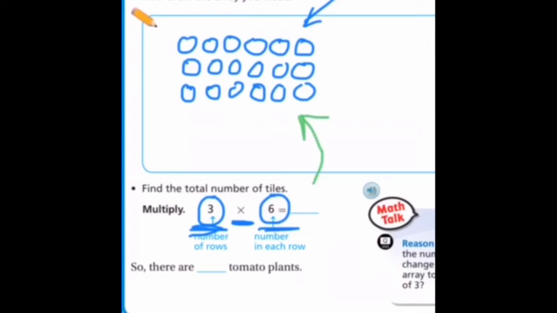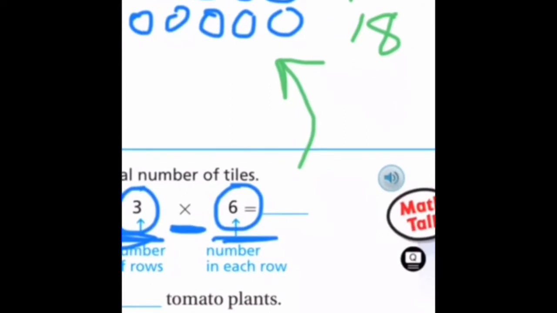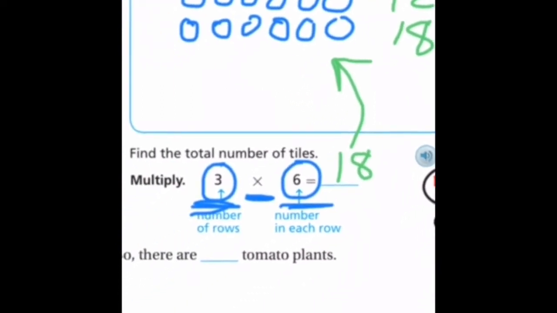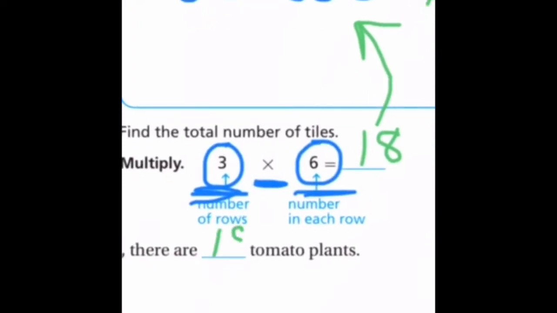Okay, and then you can count these, or if you know the multiplication fact, that's great. If you need to grab manipulatives or something, that's fine. If you want to skip count by 6s, you can do that as well. 6, 12, and then 6 more is 18. Whatever you need to do to get that answer accurately, that'll work, right? It's 3 times 6 is 18. So there are 18 tomato plants.